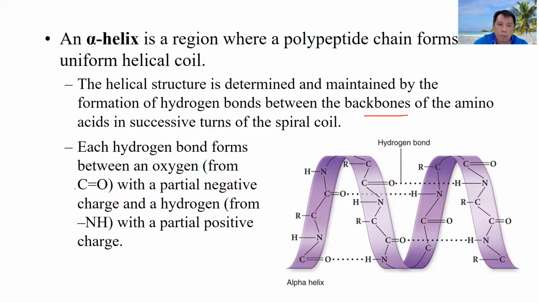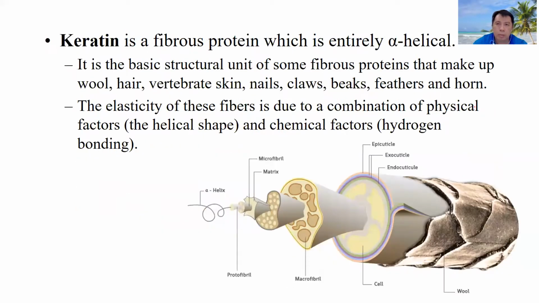So how is it formed? Again, the hydrogen bonds are formed between an oxygen from the carbonyl group, with a partial negative charge, and the hydrogen from the NH group, with a partial positive charge. So that means this one is partially negative, and here is a slightly positive charge.